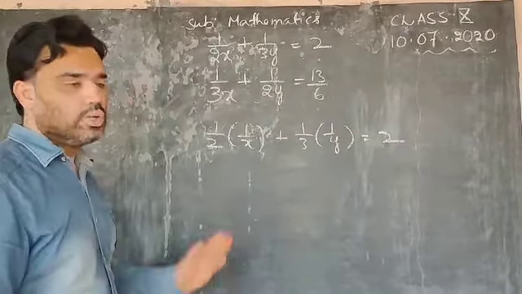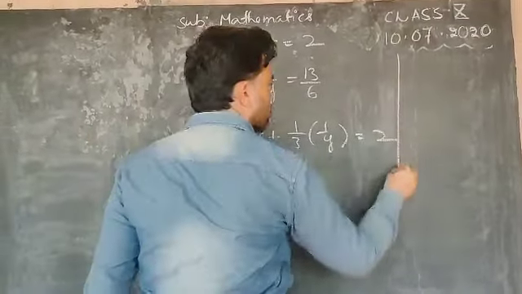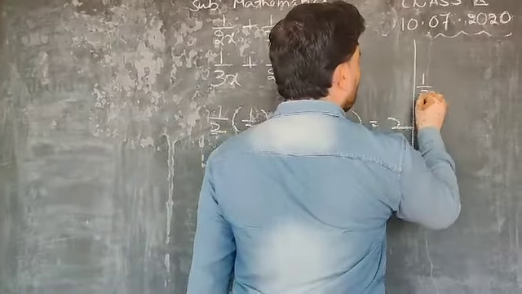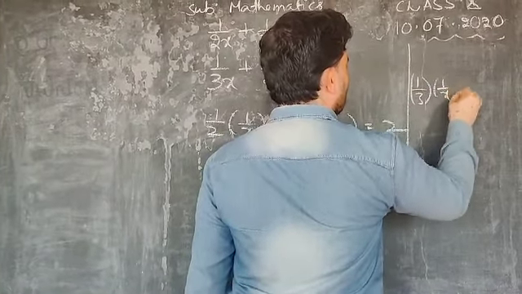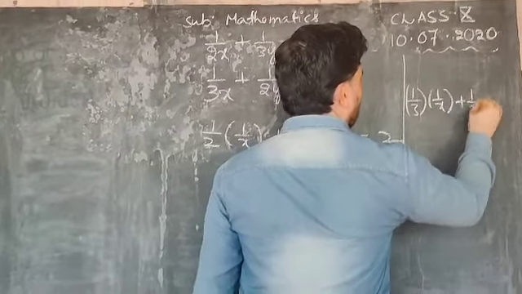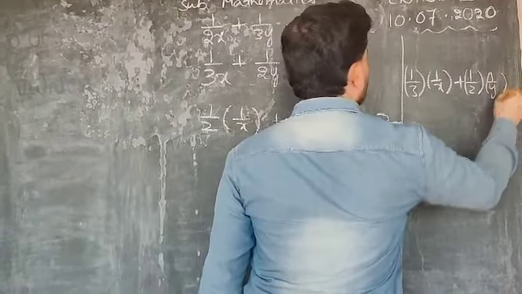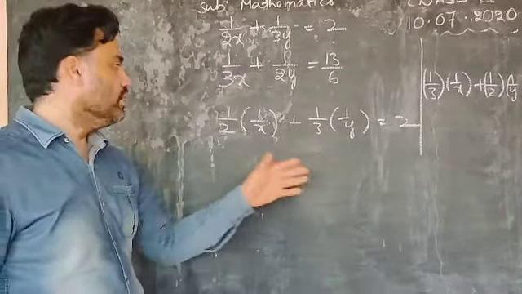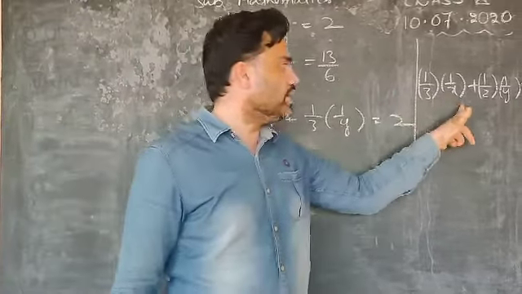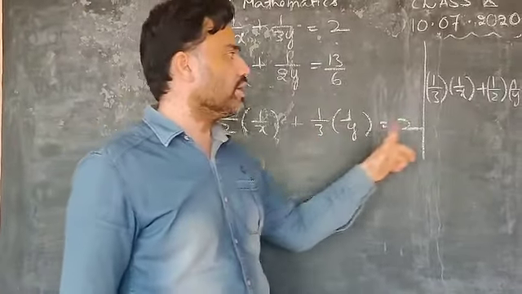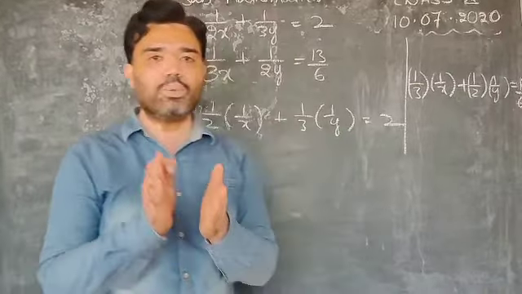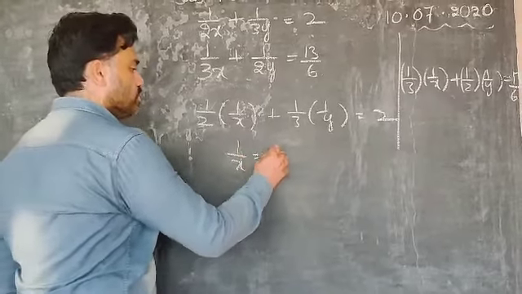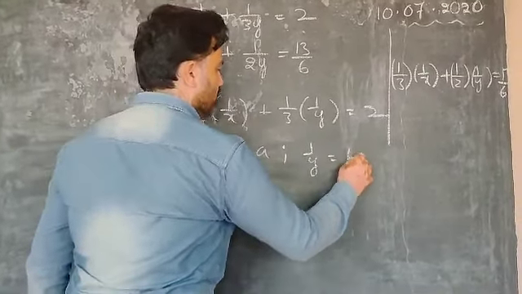So similarly, you write the second equation. What is the second equation? Okay, 1 by 3x. How do you write? 1 by 3 into 1 by x plus 1 by 2y, 1 by 2 into 1 by y. That is equal to 13 by 6. What did you observe in these two equations? Can you tell me? Okay, 1 by 2 into 1 by x. Here 1 by 3 into 1 by x. 1 by 3 into 1 by y. 1 by 2 into 1 by y. Means 1 by x and 1 by y in both the equations are common. So let us assume 1 by x is equal to a, 1 by y is equal to b.